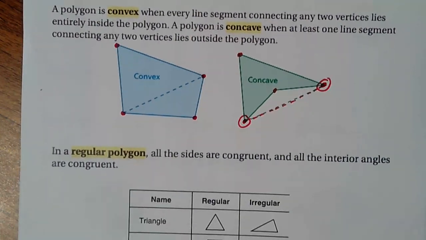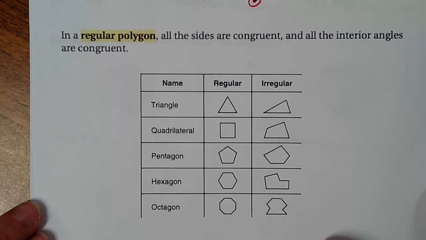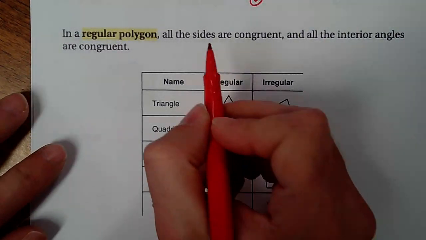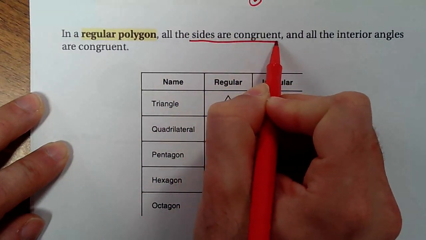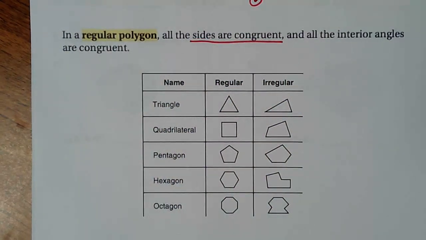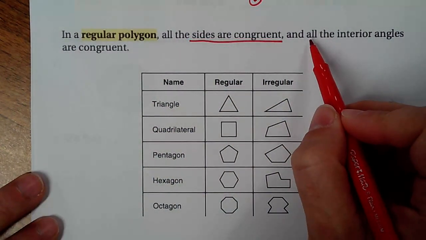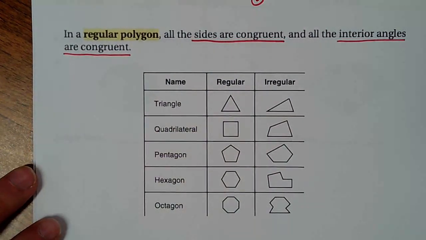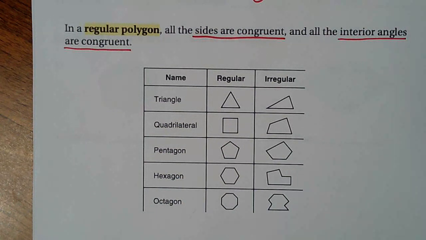Another important piece to polygons is the idea of a regular polygon. In a regular polygon, all the sides are congruent, meaning all of the sides are the same length. And all the interior angles are also congruent. So when we say a polygon is regular, we're implying those two pieces. All the sides are the same, all of the angles are the same, and that's what makes it regular.